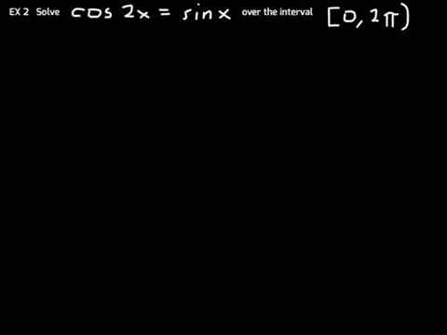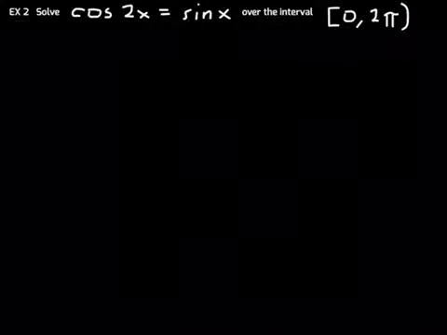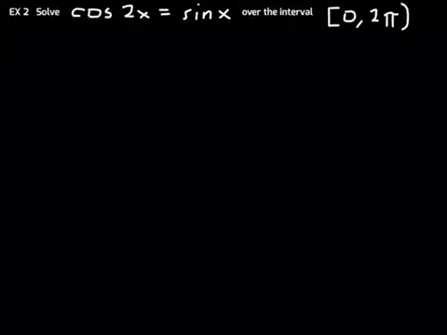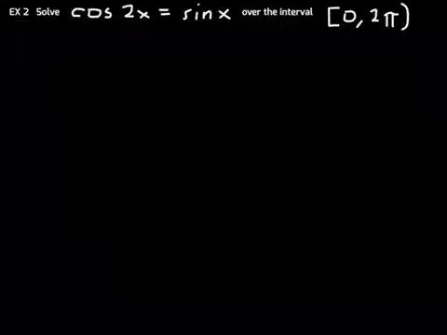All right, guys, example 2. Solve cosine of 2x is equal to sine x over the interval 0 to 2 pi. There's only one part of this. There's no two-part process to this because they are not asking for all solutions. They're just asking for the solutions that are between 0 and 2 pi.